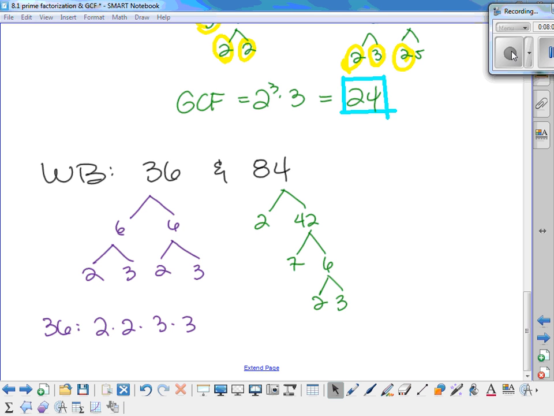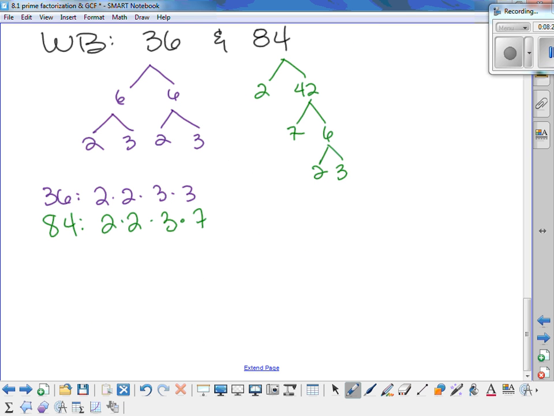Okay, so another way you could look at this is if you list them in a row. So 36 came out to 2 times 2 times 3 times 3, right? And 84 is 2 times 2 times 3 times 7. Okay, so they're overlapping on those 3, right? 2 times 2 times 3, that equals 12. So the GCF is 12.